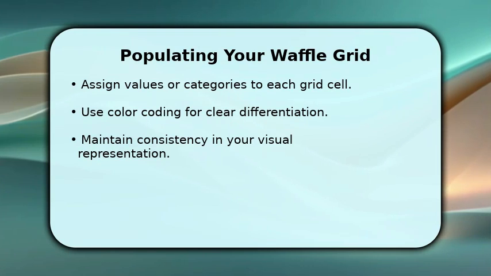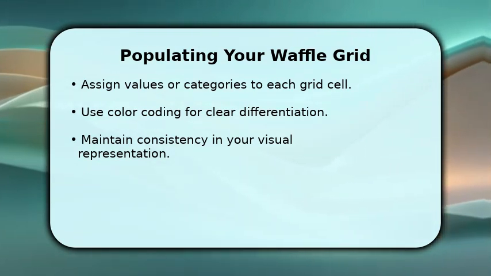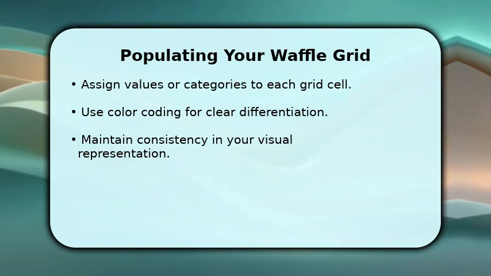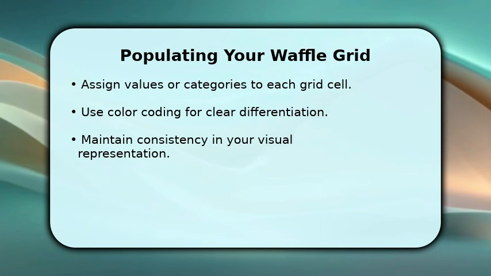Now, let's fill your grid. Each small square can represent 1% or 1 unit of your data. For example, if you're showing 75%, color in 75 squares.